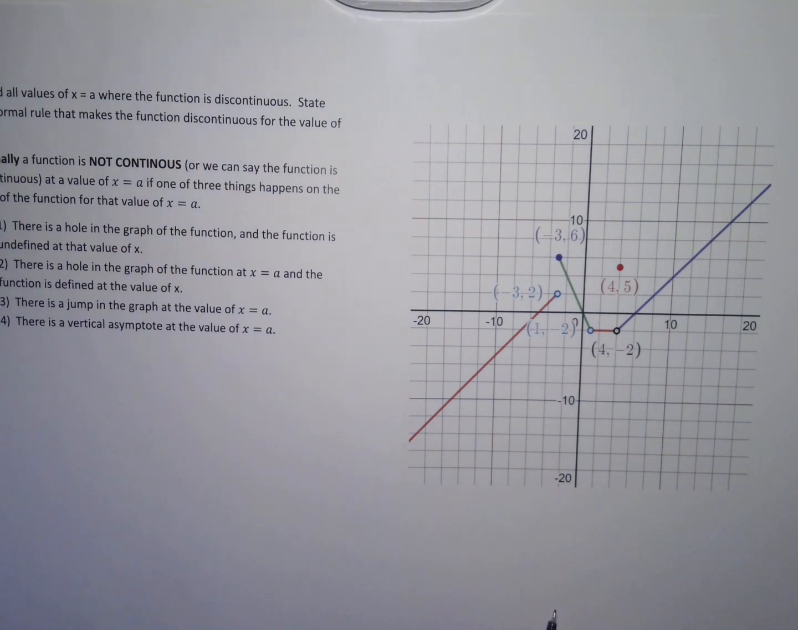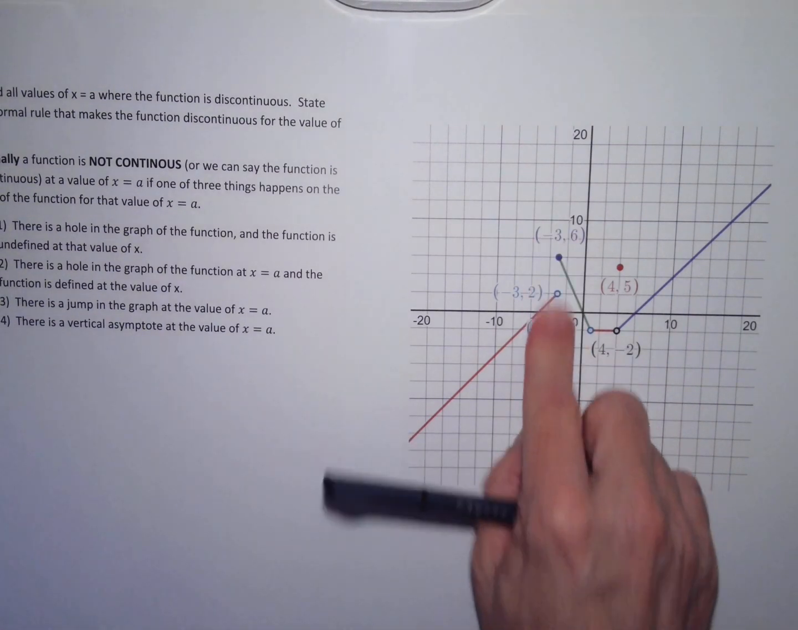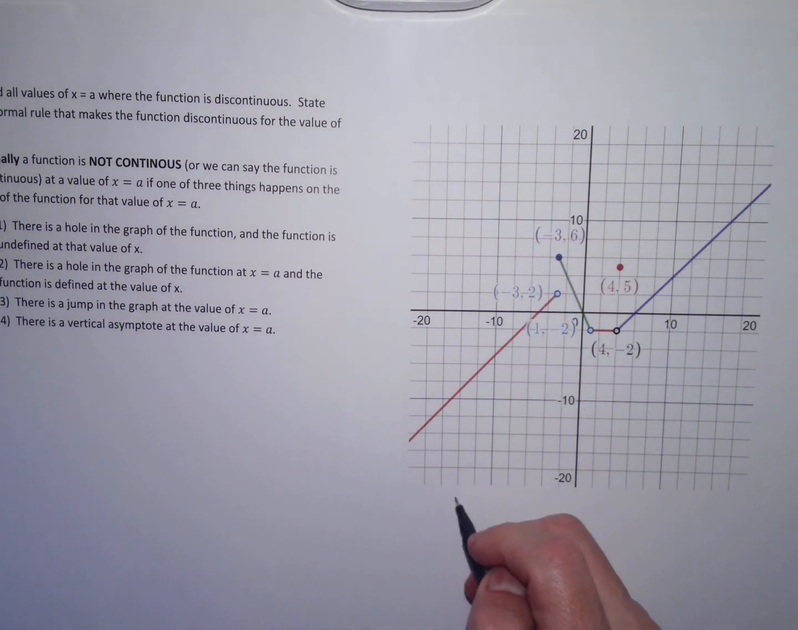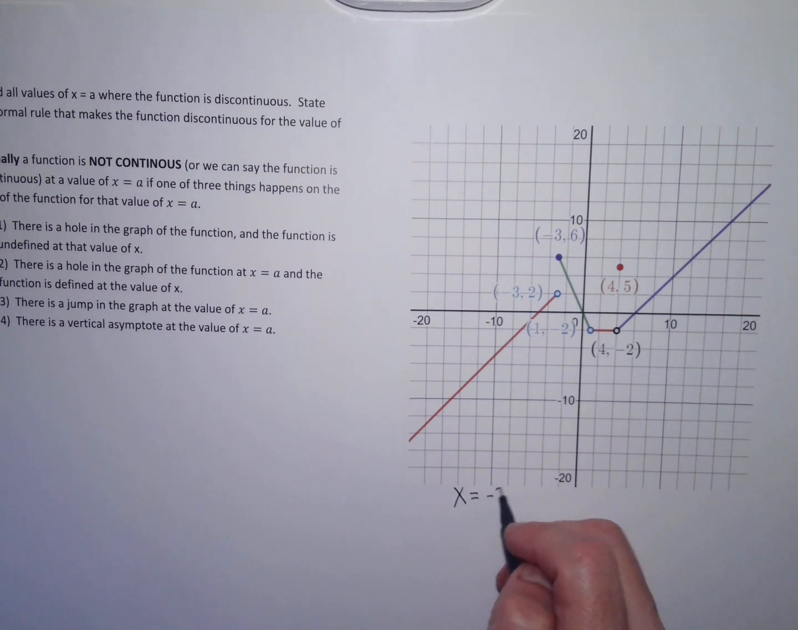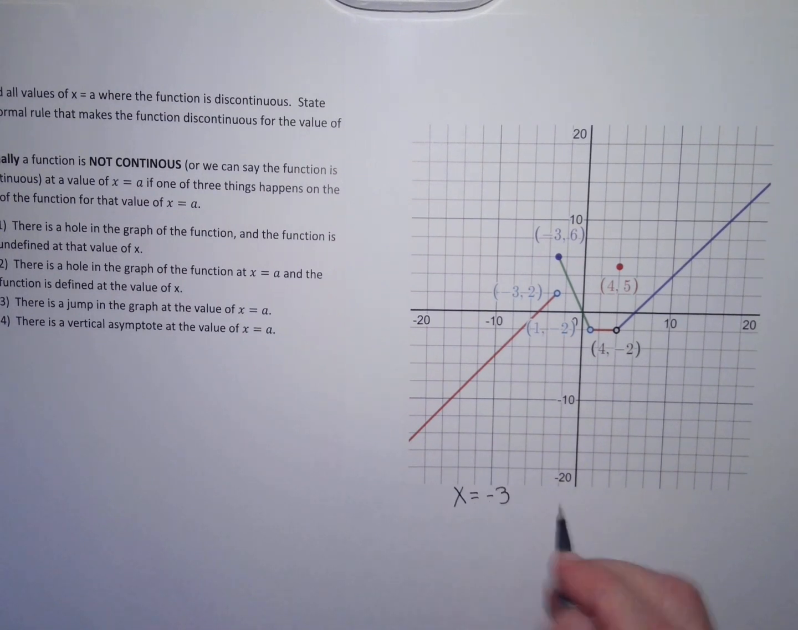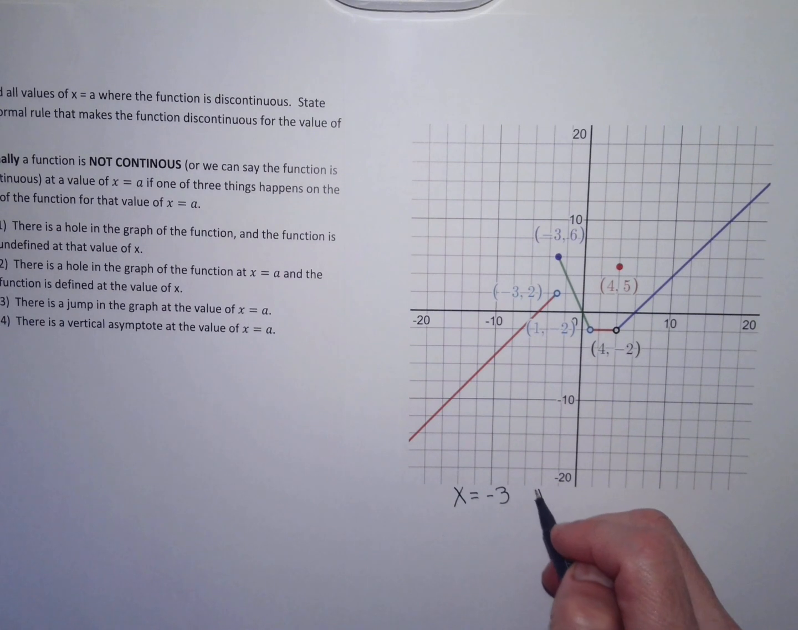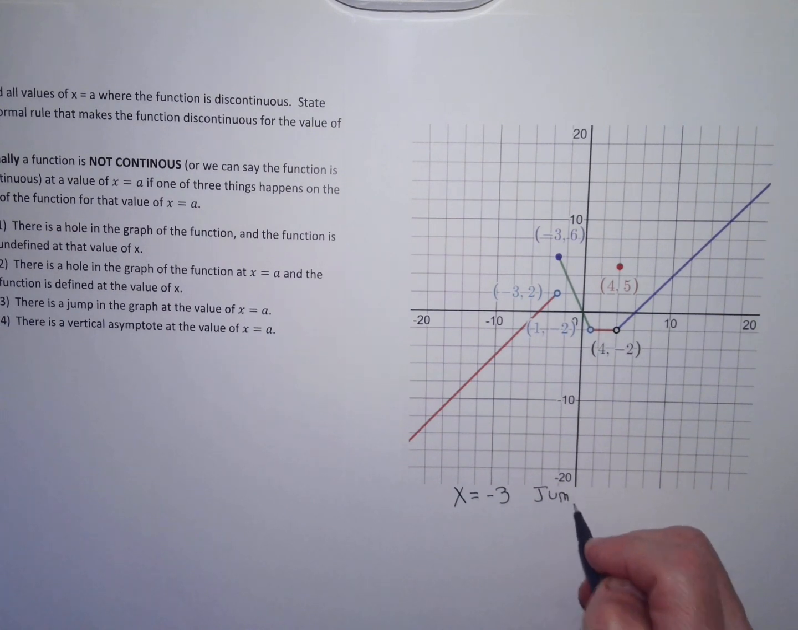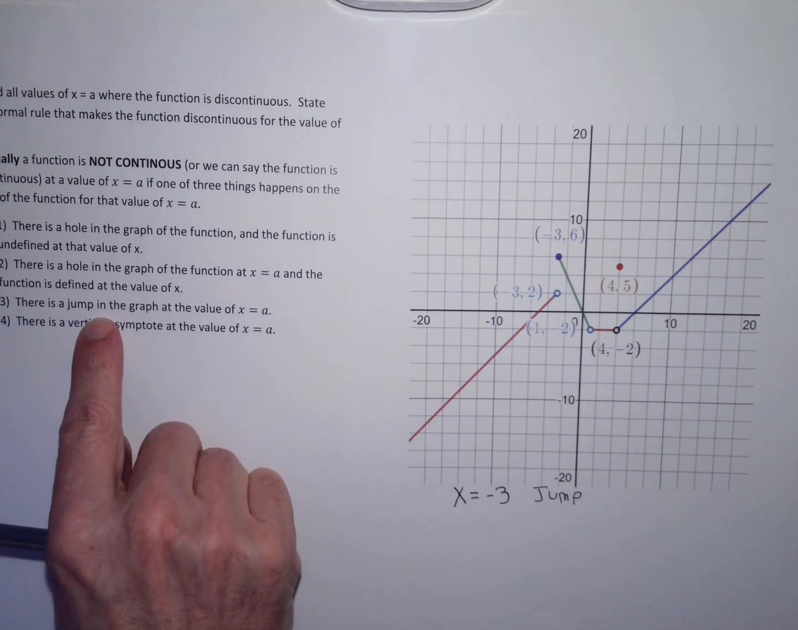The values of x in problem 6 where the function is not continuous are at x equal -3. So for my answer, where are the points where the function isn't continuous? It's not continuous at x equal to -3. And the informal reason is there's a jump in the graph at x equal -3.